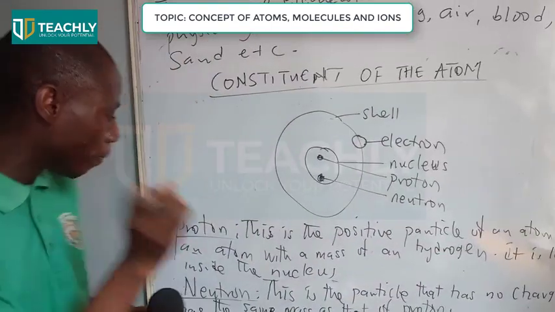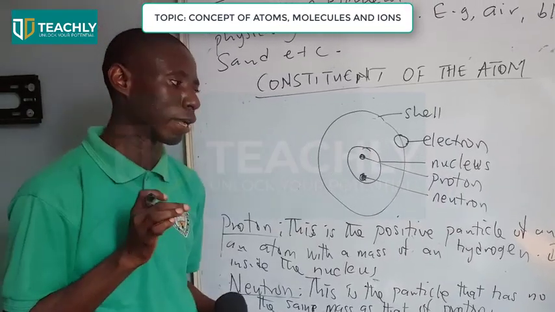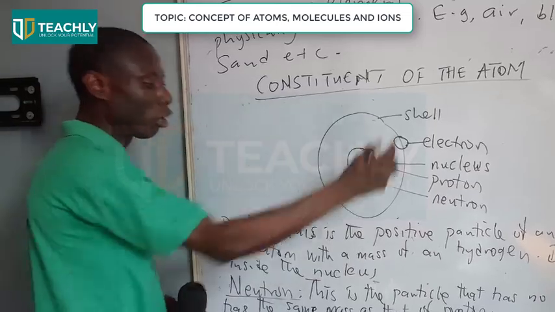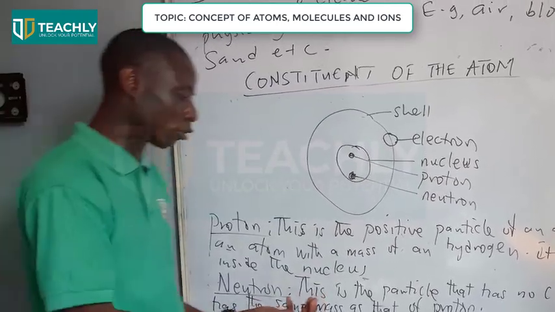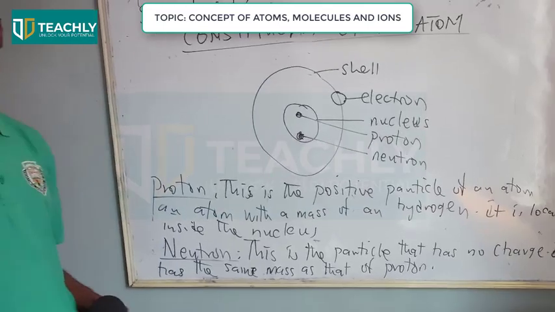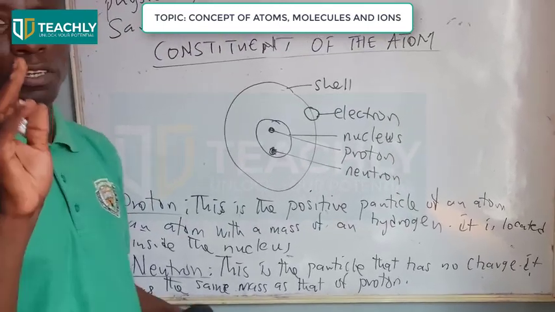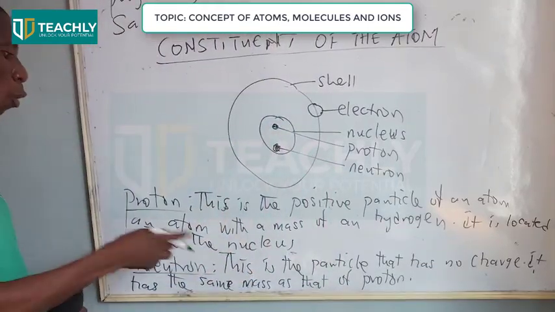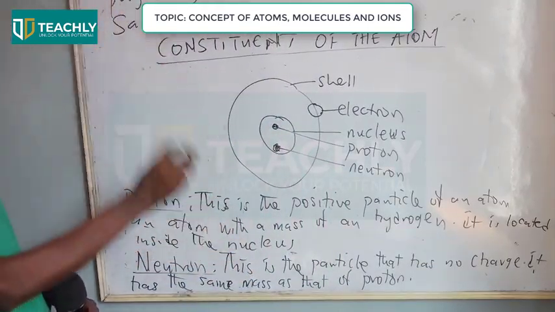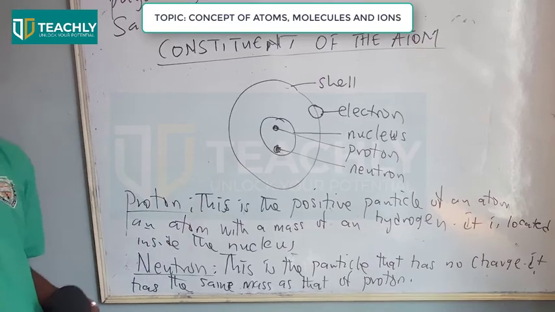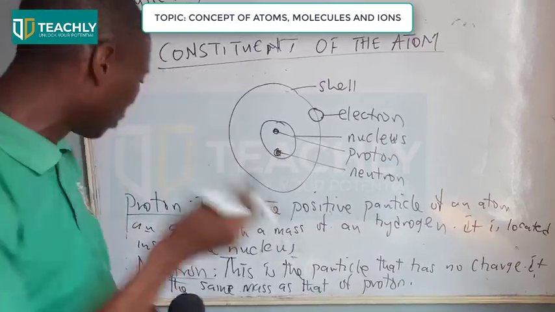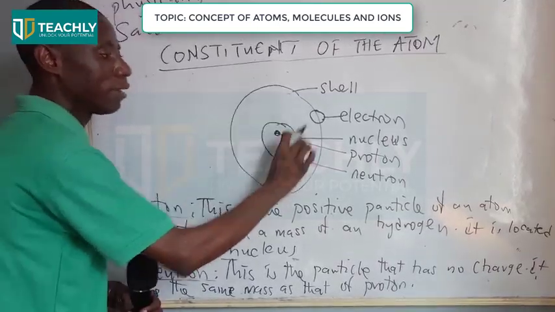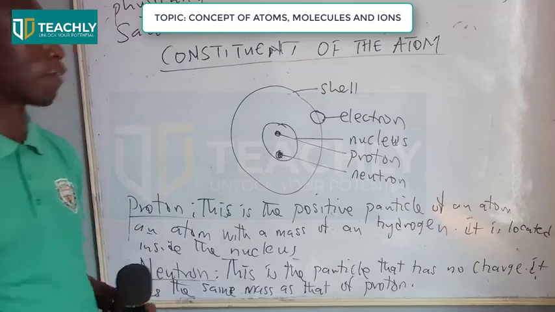The neutron has only no charge, it is not positive or negative, but it has the same mass as the proton. So you can find the proton and neutron in the nucleus of an atom.